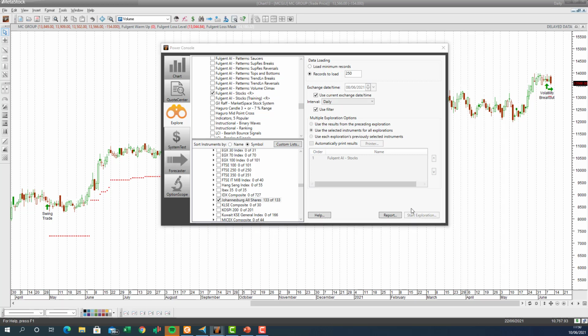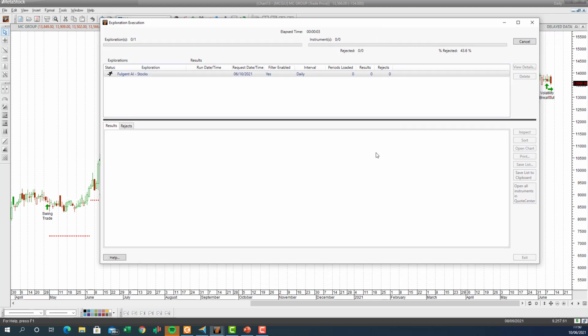So I'm going to start the exploration. There we go. It's going to take a couple of minutes, so I will be right back as soon as the exploration is done.